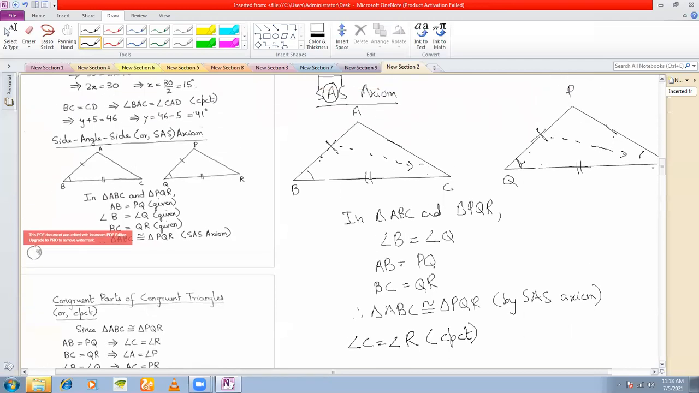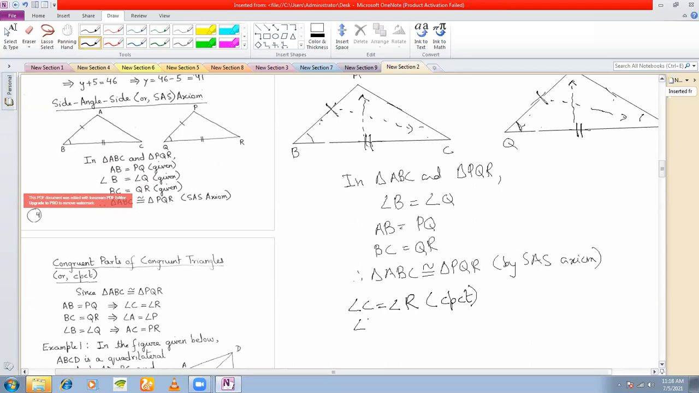Right? What else can I say? This side is given equal to this side. And opposite to this side is this angle, and opposite to this side is this angle. That means angle A must be equal to angle P. Right? Angle B is equal to angle Q already given to you. So nothing doing here. You cannot do anything here.